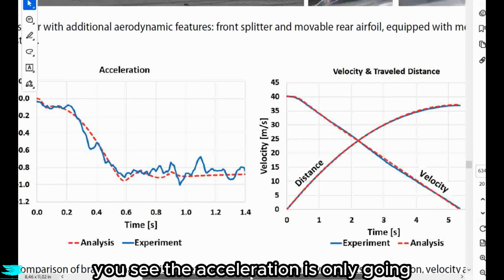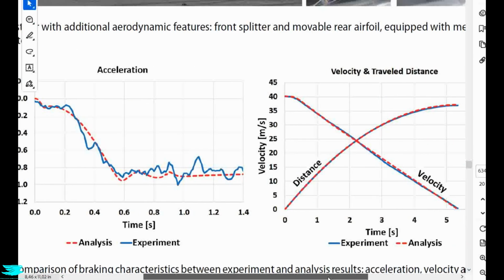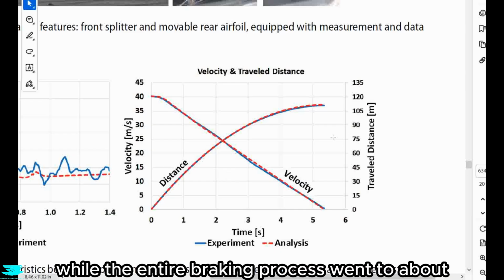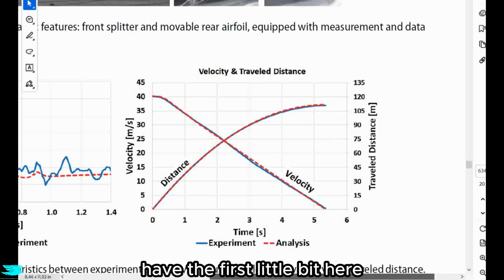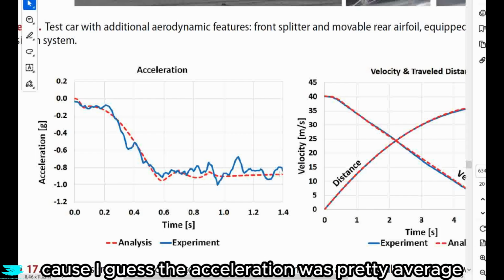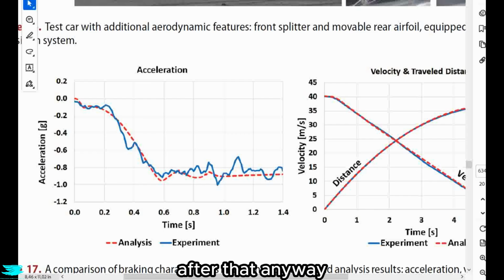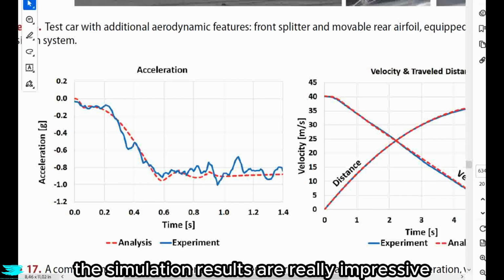You can see the acceleration is only going from 0 to 1.4 seconds, while the entire braking process went to about 5 and a bit seconds. So they only have the first little bit here, because I guess the acceleration was pretty average after that. Anyway, the simulation results are really impressive.